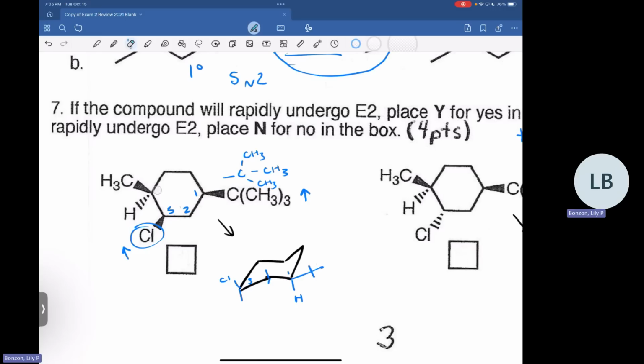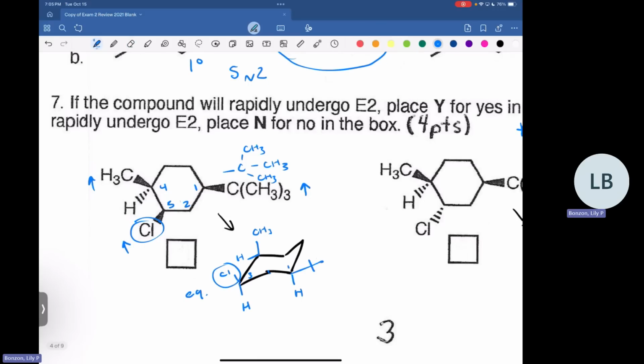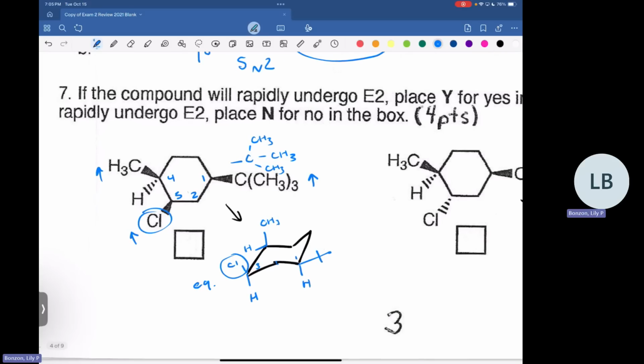And then on the next carbon over, we have a methyl and a hydrogen. The methyl is also up, so it's on a wedge, so it's also going to be in the up position. When we look at the chlorine in this case, we can see that it is in an equatorial position. If the leaving group is equatorial, it can't do E2 because it's not going to fulfill the trans-diaxial rule. So this one is going to be no.